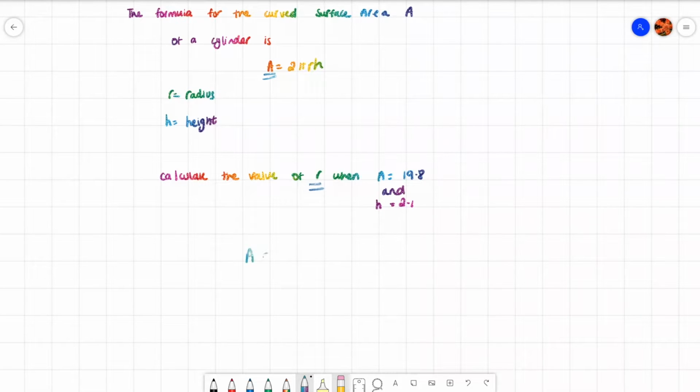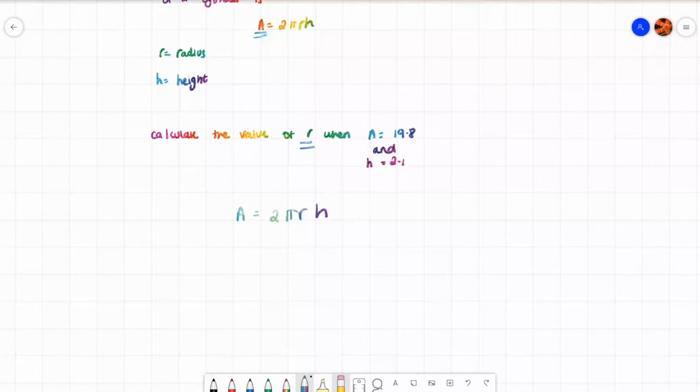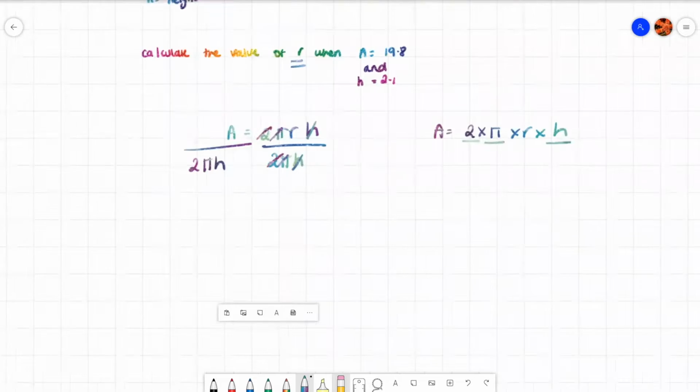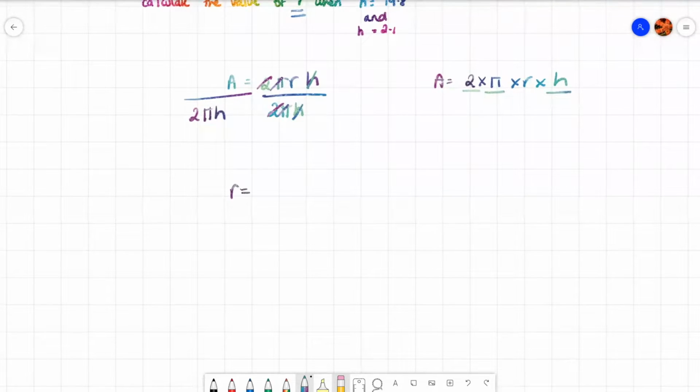So I've got A equals 2 pi rh. Now, you could do this in one go because that means A equals 2 times pi times radius times height. I want to get rid of a times by 2, a times by pi, and a times by h. How do I do that? Well, I'm going to divide by 2 pi h. So if I divide this side by 2 pi h, and this side by 2 pi h, you can see that cancels, because it's a multiply relationship. So the radius is A over 2 pi h.